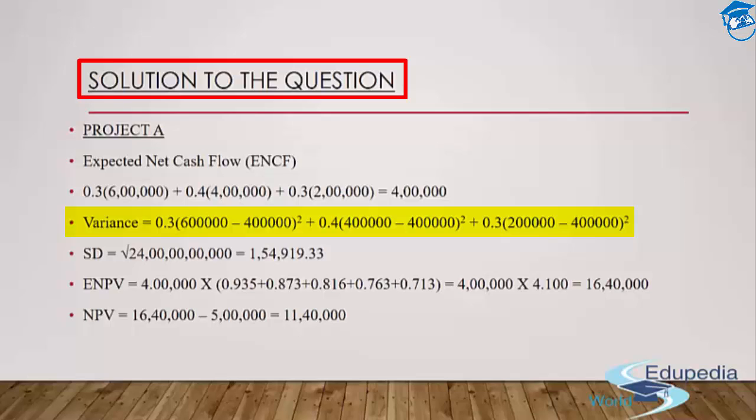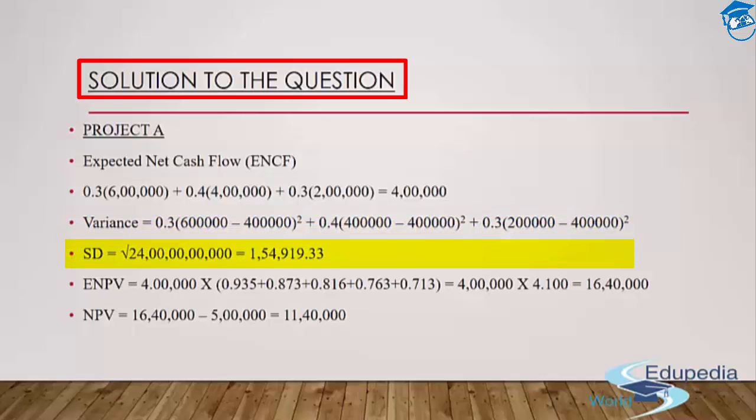Now I'll simply take the square root of that. I'll get the standard deviation as 1,54,919. That is my standard deviation, because I'll say that in order to achieve a cash flow of, let's say, 4 lakh rupees, I'll be taking up the risk of 1,54,919.